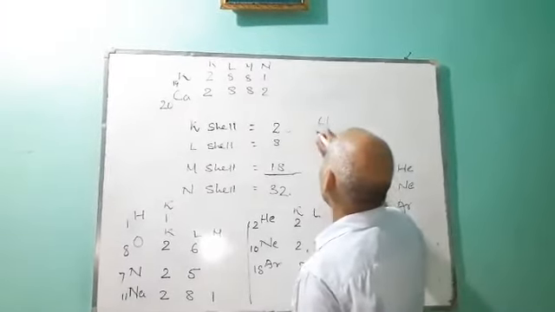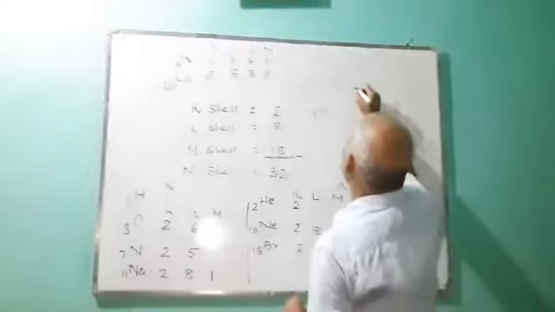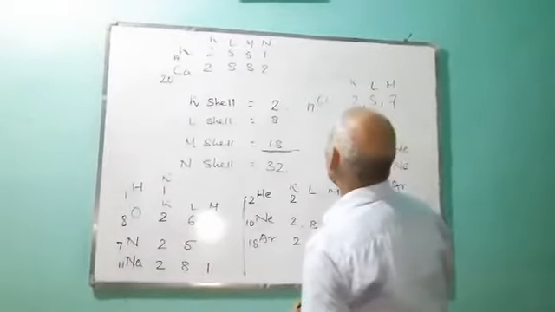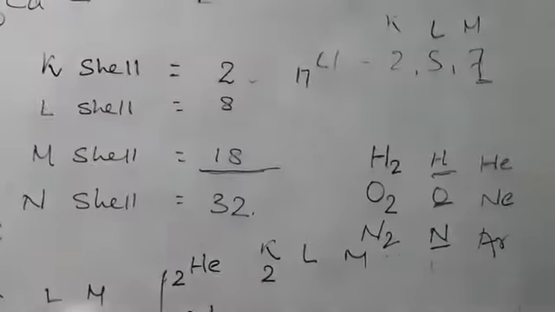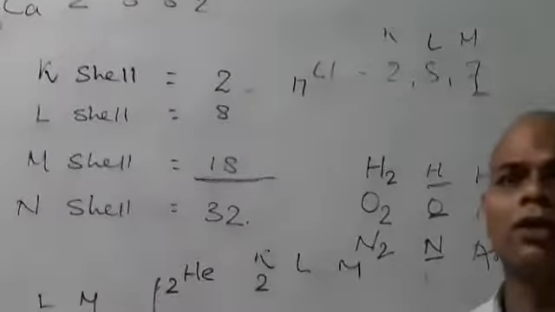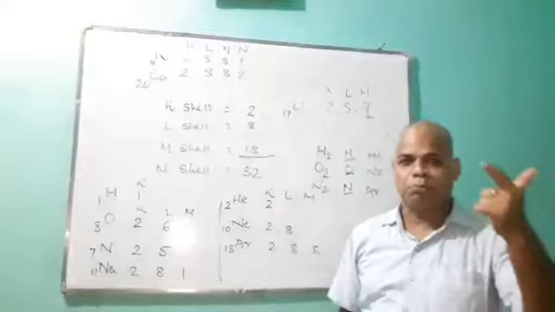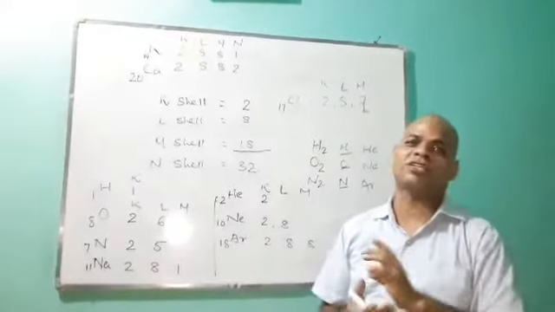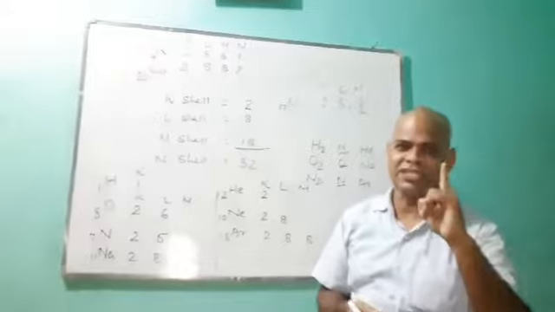the chlorine 17, 2, 8, 7, K, L, M, you see that chlorine has 7 electrons in its outermost shell. So chlorine does not prefer to lose 7 electrons, rather chlorine prefers to gain 1 electron. Just keep in mind what I said.